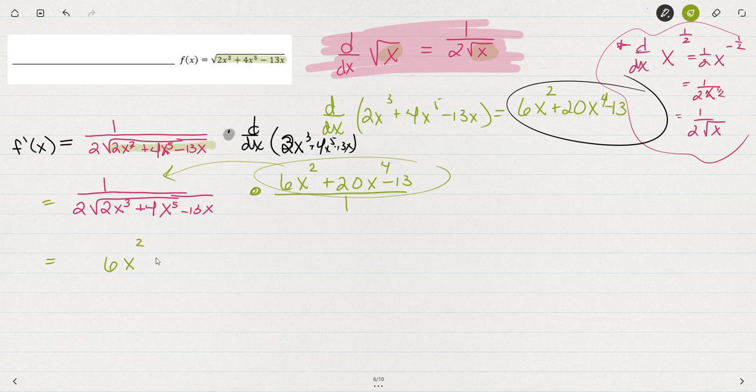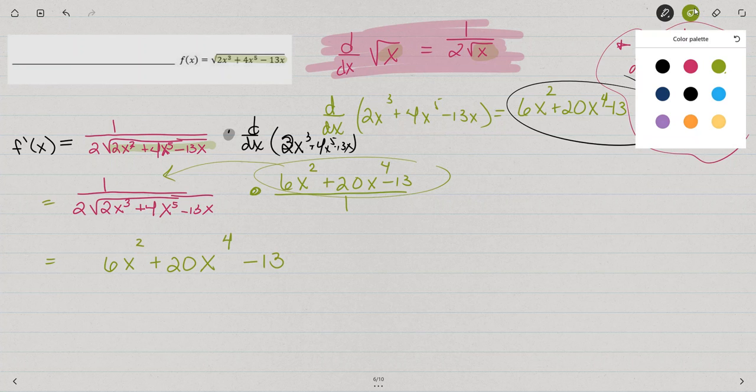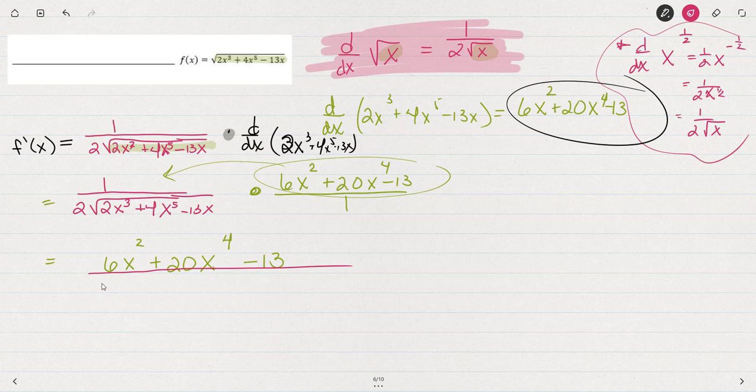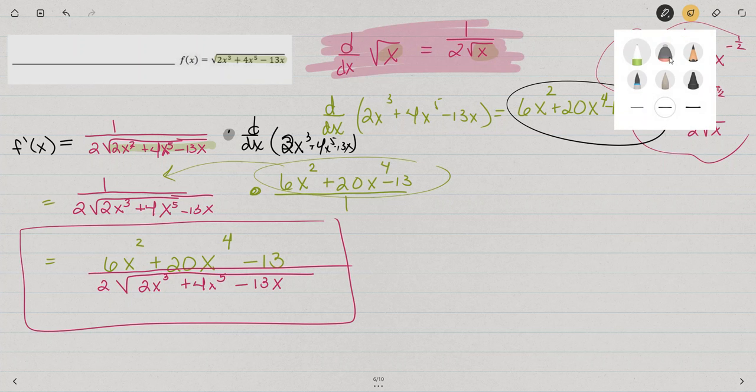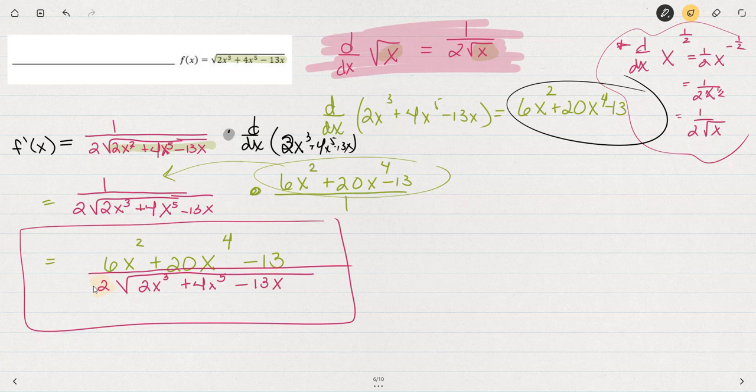6x squared plus 20x to the 4th minus 13, all over 2 square root of 2x cubed plus 4x to the fifth minus 13x. Don't try to get fancy with any kind of simplifying from here. The only simplifying we might be able to do would be if, by chance, we could reduce this 2. But we could only reduce the 2 if it goes into 6, 20, and 13, which it doesn't. It doesn't go in with the 13, so we can just leave it as it is.